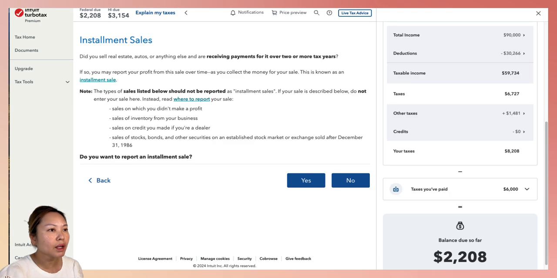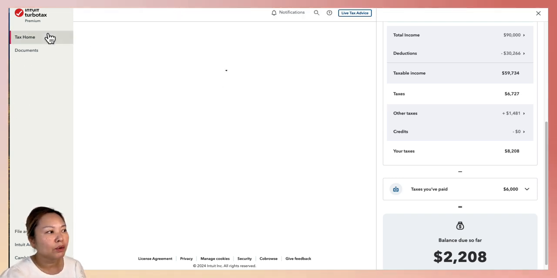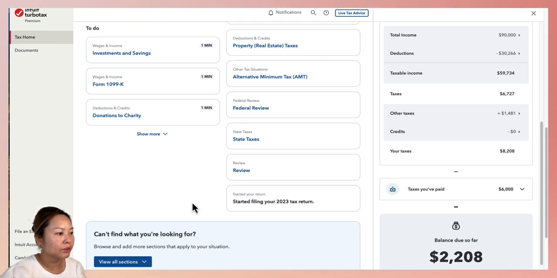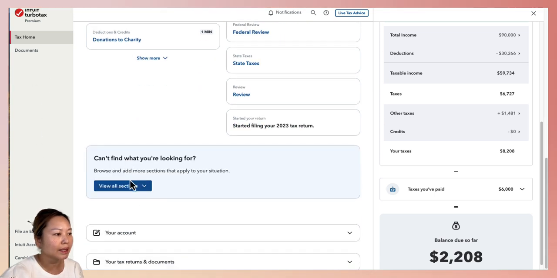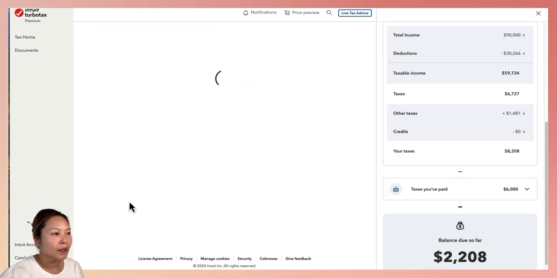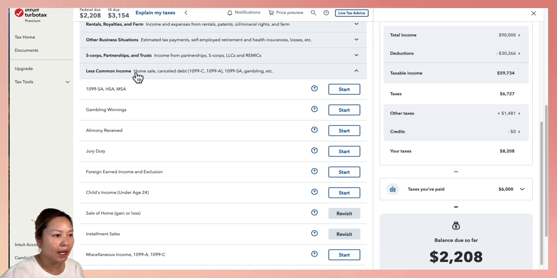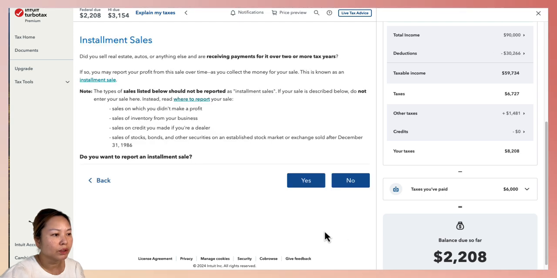So let's go back to TurboTax Premium. Basically we're going to start from the tax home. This is a brand new year 2 tax return. Depending on how your TurboTax is, you might see the wages and income on the side. For my version, for some reason I don't see that, but I can access it from down here. So you go to wages and income, go down to the less common income section, and then you're able to see the installment sale.